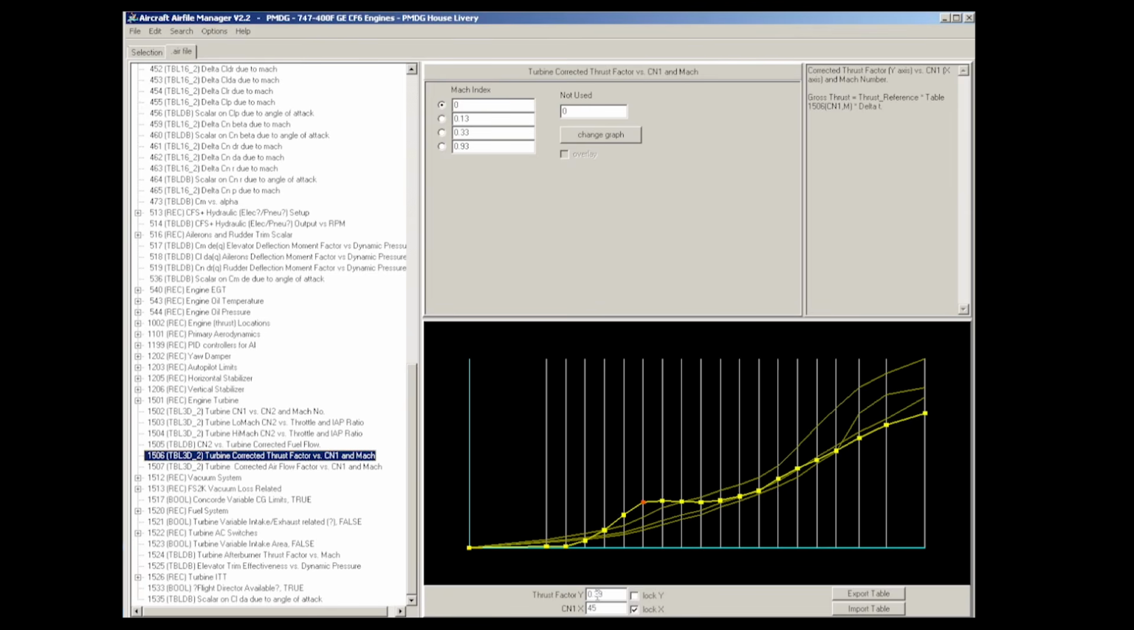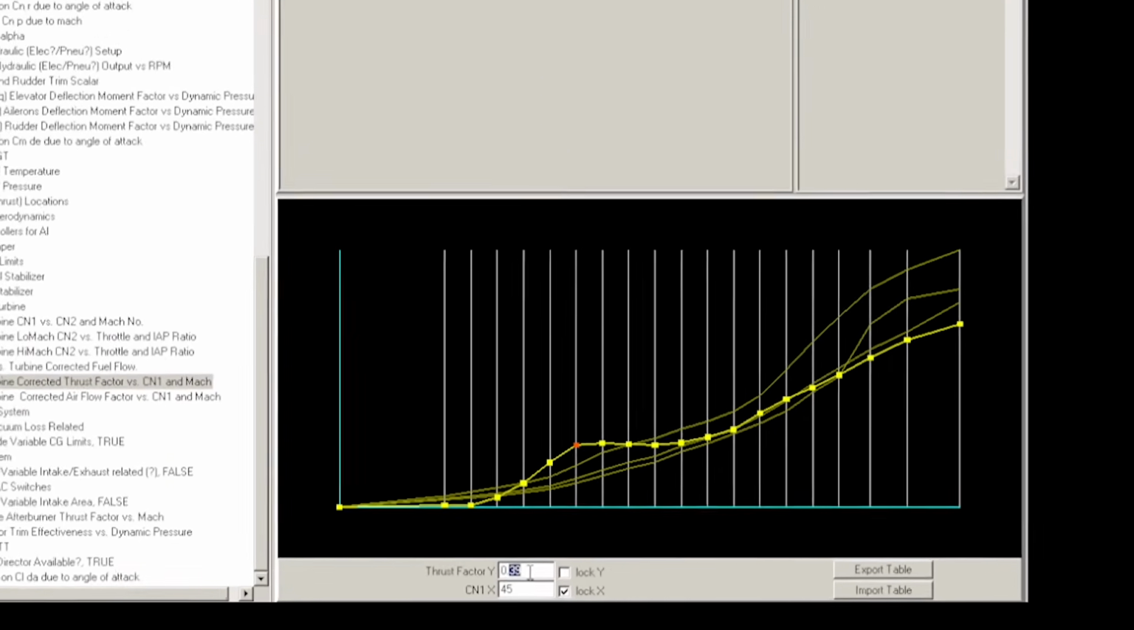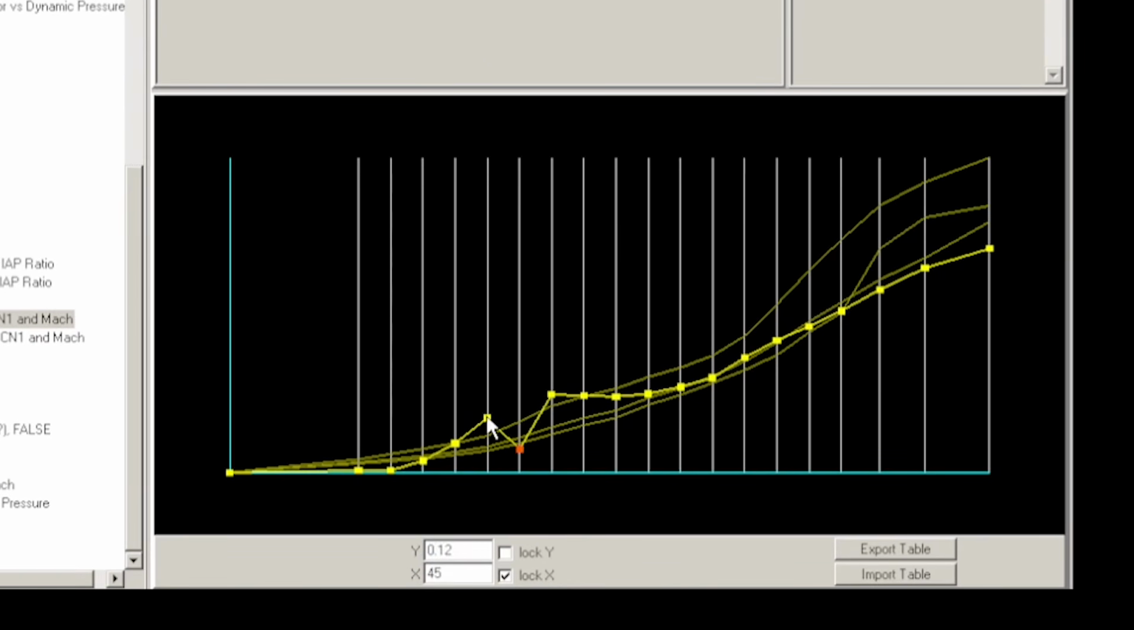You don't even really have to be that scientific about it. Just divide whatever value is at the top of the bump here by about 3, and then smooth out the curve using a tool like Aircraft Airfile Manager, and chances are it'll work pretty good.